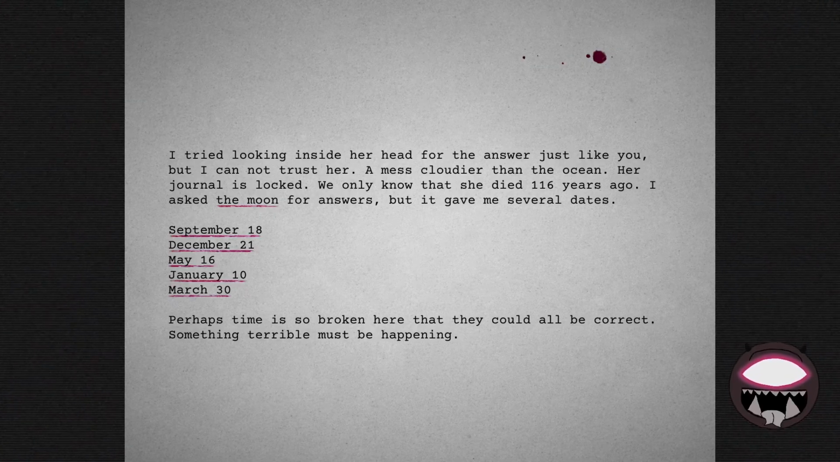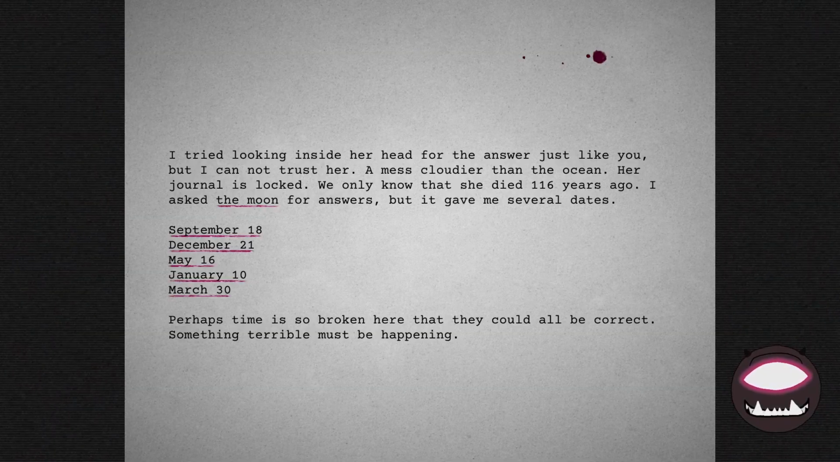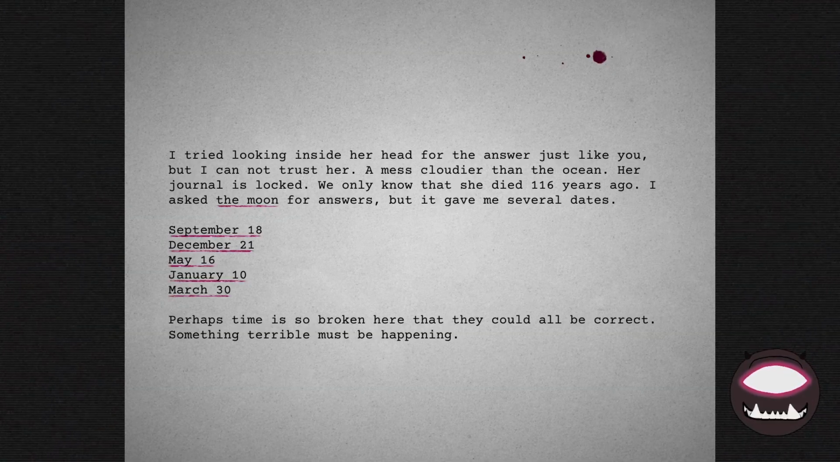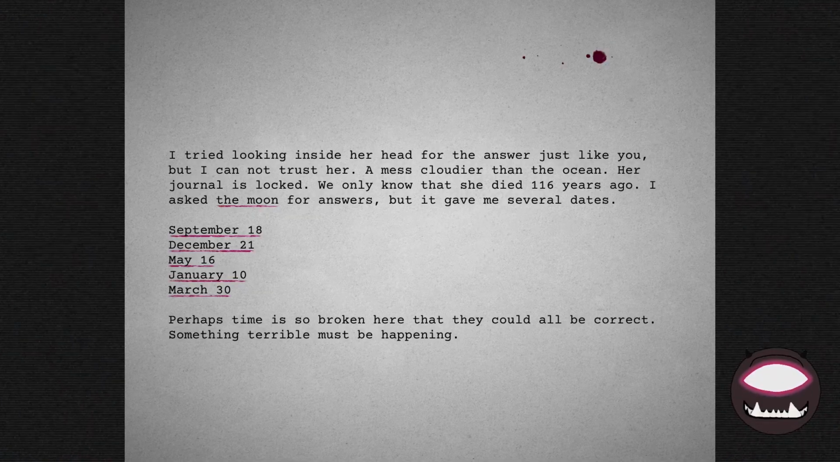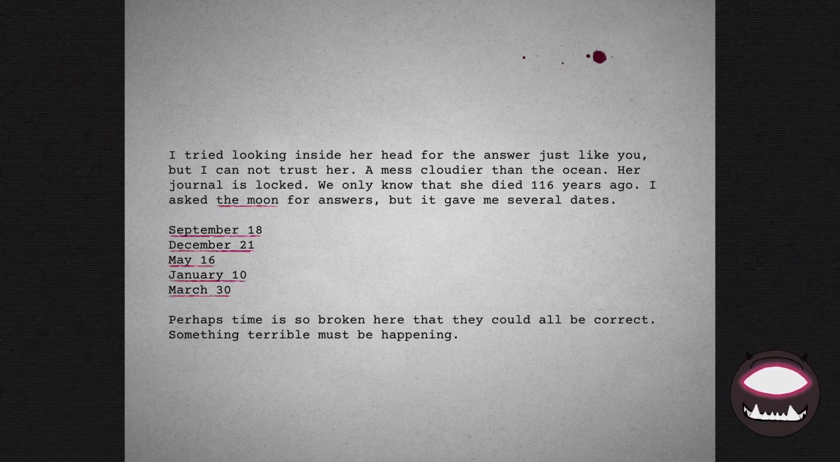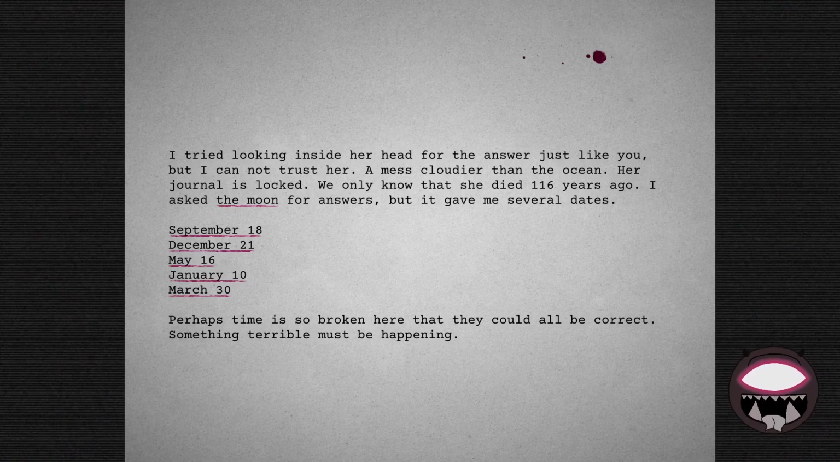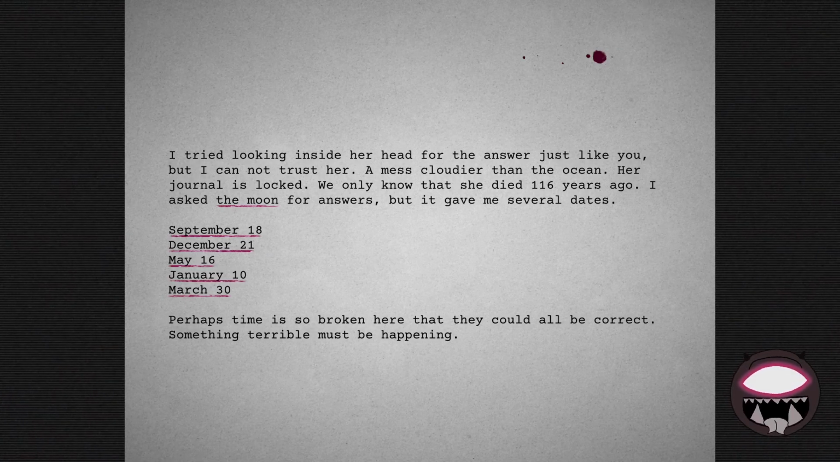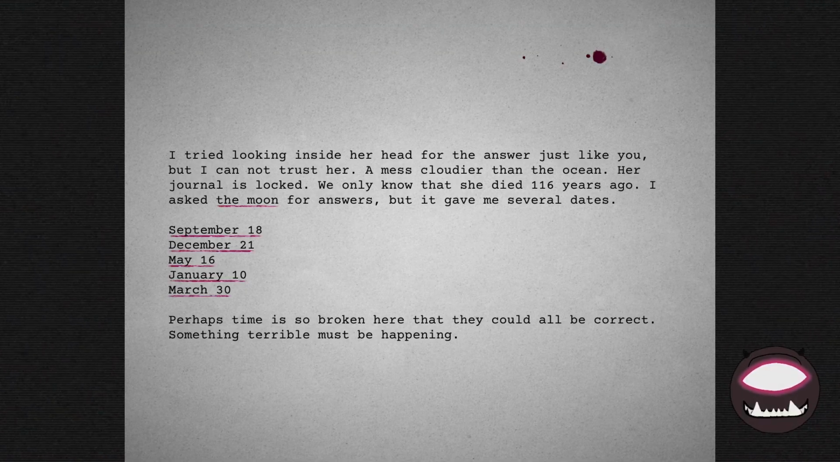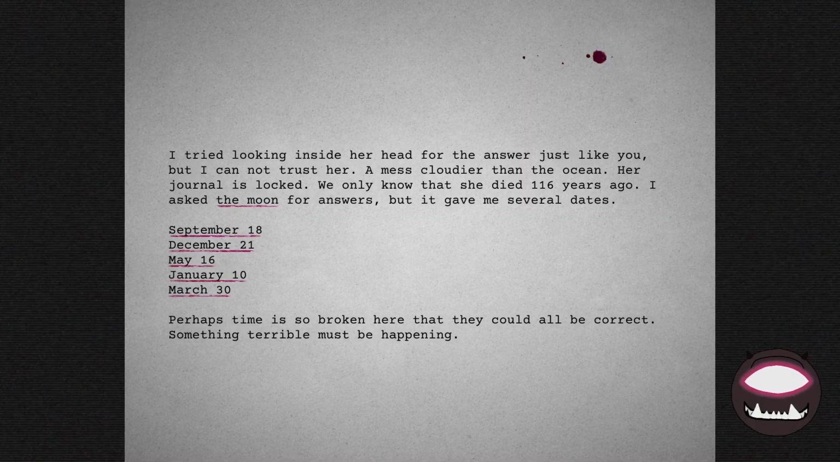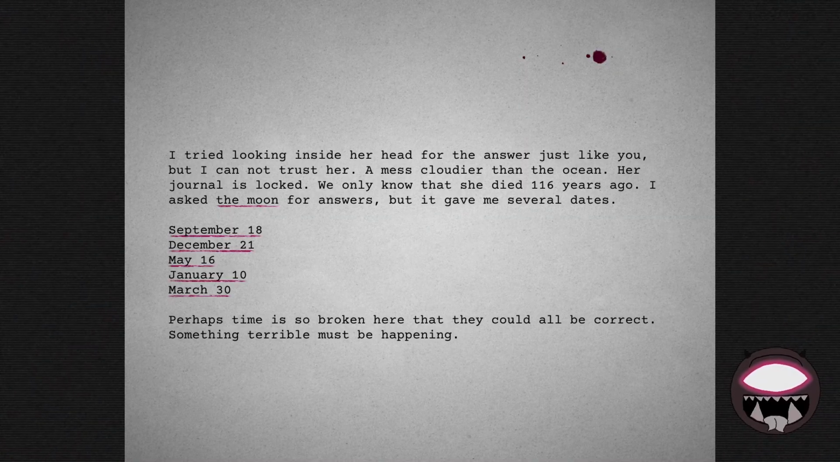Okay. So March 30th, January 10th, May 16th, December, September. So let's do 110, 330, 516, 918, 1221. And that is slight crescent, mostly full, slight crescent again, reverse crescent, reverse crescent. Okay, let's try that now.